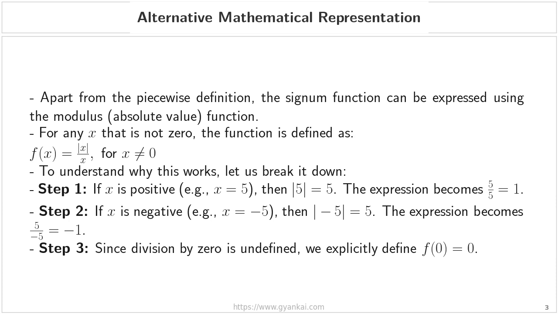Finally, step 3, we must address the number 0. As you know, division by 0 is undefined in mathematics. Therefore, we cannot use this fraction method when x is 0, so we must explicitly define f of 0 as 0, just as we saw in our formal definition. This leads us directly into our next slide, where we will look at the domain and range of this function.